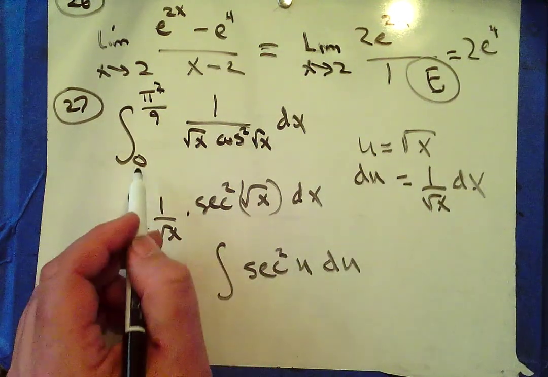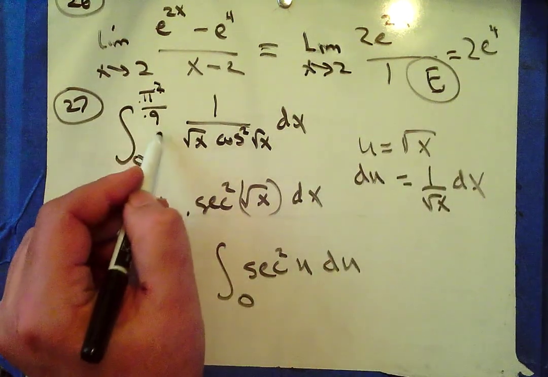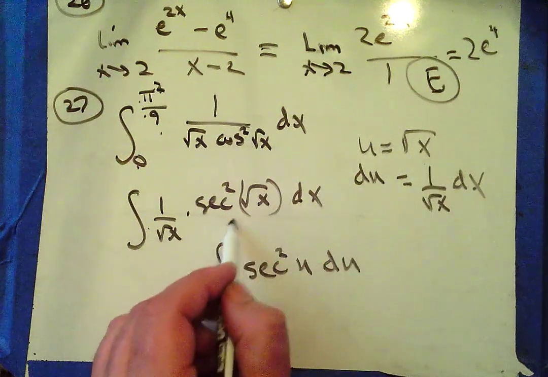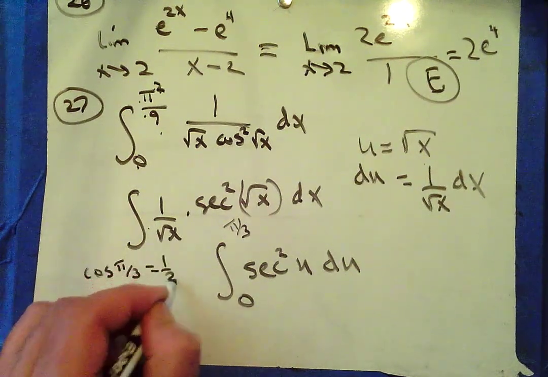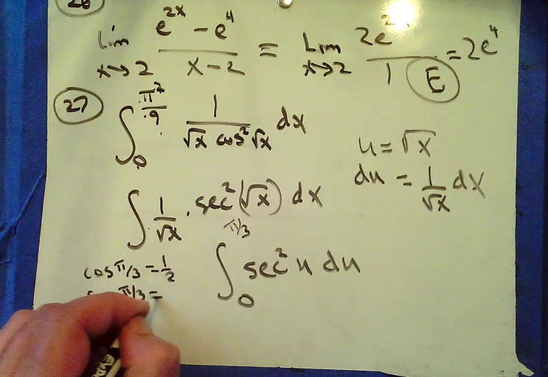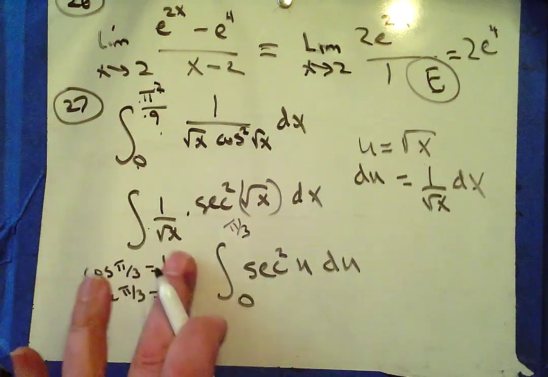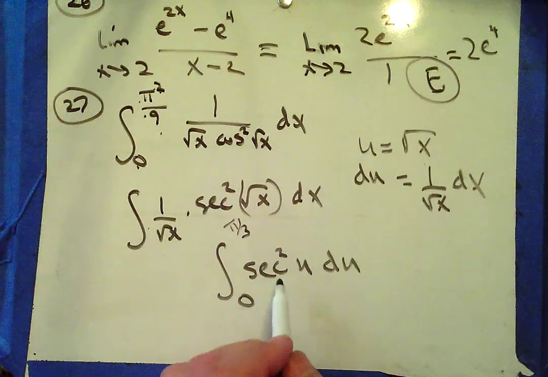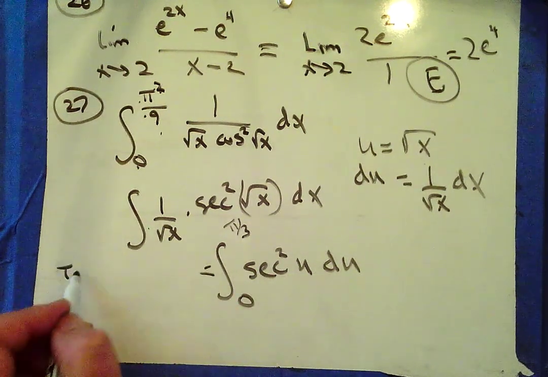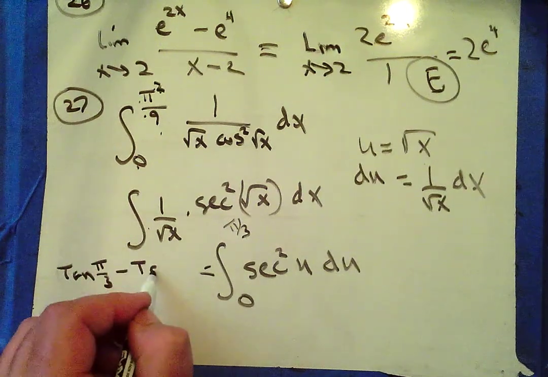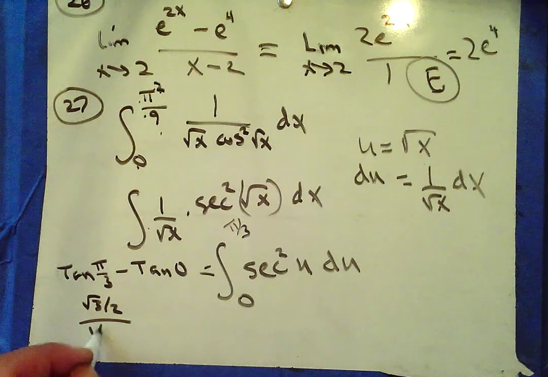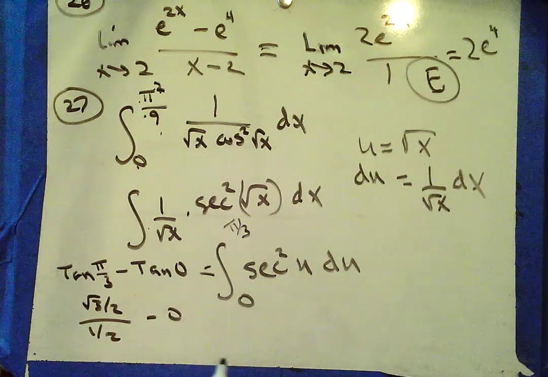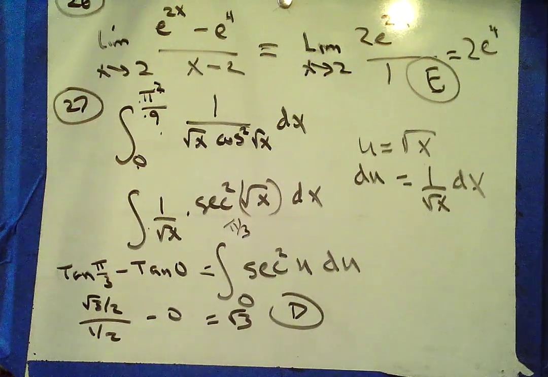So what about some u-bounds? Well, if I plug in a 0 here, I get 0. If I plug in a pi squared over 9, square root of pi squared over 9 is pi over 3. So secant of pi over 3, I don't know, but I know that the cosine of pi over 3 is 1/2. And so the secant of pi over 3 would be 2 over 1. But I want secant, oh, no, no, no. Bad. Don't forget to do the antiderivative. The antiderivative then would be tangent pi over 3 minus tangent 0. Tangent of pi over 3 is the sine of pi over 3 over the cosine of pi over 3, minus tangent of 0 is 0. So I get root 3 as my answer to number 27. And that's choice D. Choice D for 27.